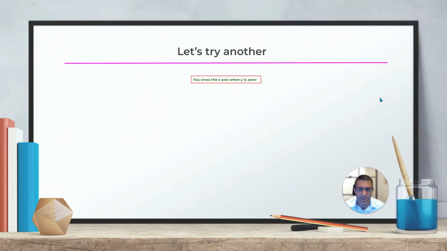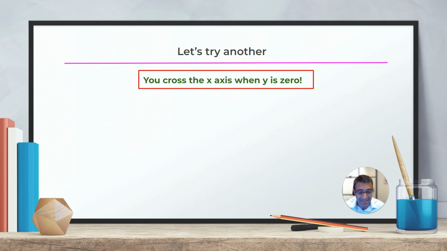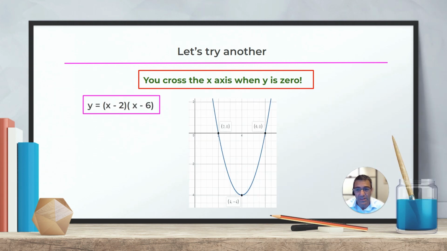Let's try another expression. Using the same logic, we're trying to make these brackets equal to 0. So this expression is y equals x minus 2 times x minus 6. And if x was equal to 2, the first bracket will be equal to 0. If x was equal to 6, 6 minus 6 will be equal to 0. And both of these values are good. So your solutions x1, x2 are equal to either 2 or 6. And both of those will give you x-intercepts, which are solutions for the equation. This is how you find x-intercepts or solutions for a quadratic equation once you have a factored form.